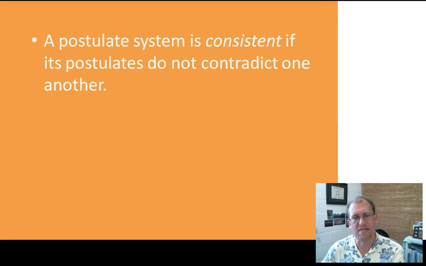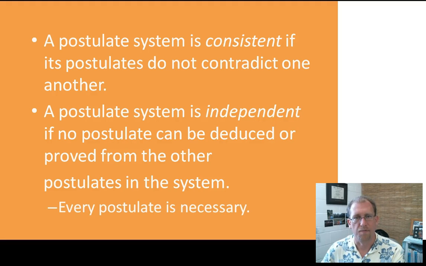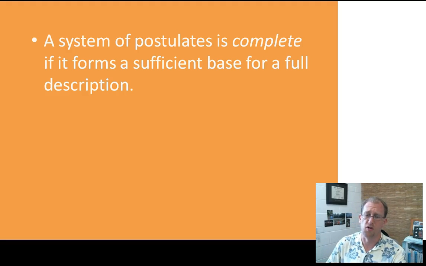Alrighty. So a postulate system is consistent if its postulates do not contradict one another. It's independent if no postulate can be deduced or proved from the other one. And they are all necessary if you're going to have all these postulates to prove theorems. And remember, you're not having to write every word of this down. We're moving on. And a system of postulates is complete if it forms a sufficient base for a full description. So the postulates do the whole job of proving the theorem. So don't worry so much about whether you know all of the key ideas of what a postulate and a theorem are. You're going to use them so much in this class that you will be incredibly familiar with postulates and theorems.